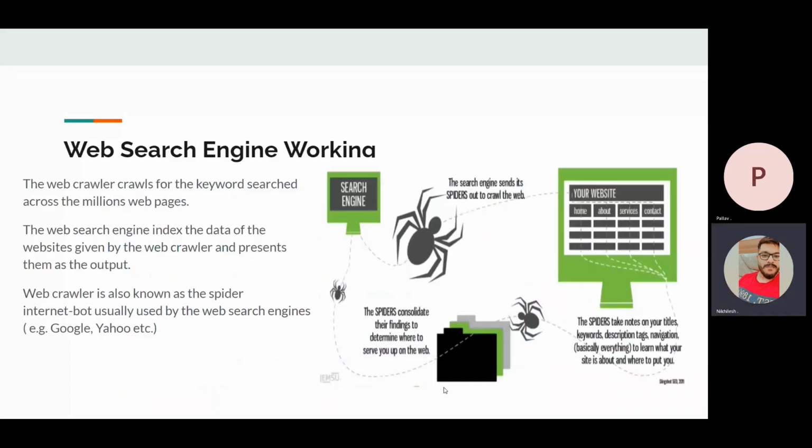So let's discuss the web search engine working. The web crawler crawls for the keyword searched across the millions of web pages. The web crawler is also known as the spider internet bot, usually used by web search engines, for example, Google, Yahoo, and various other web browsers. The web search engine indexes the data of the websites given by the web crawler and presents them as output. So you can see the image, it's showing the working of the web search engine.